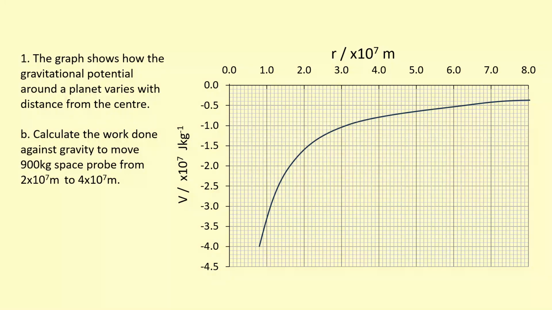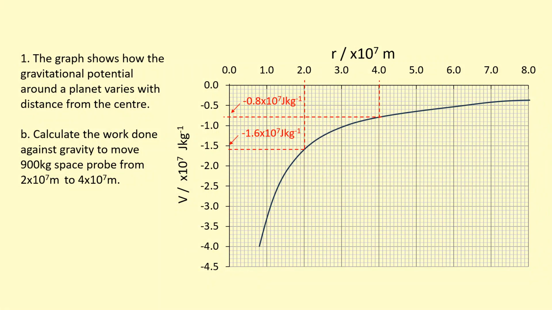Part B of the example: calculate the work done against gravity to move a 900 kilogram space probe from 2 times 10 to the 7 meters to 4 times 10 to the 7 meters. So at 2 times 10 to the 7 meters, the gravitational potential is this much here. And at 4, we can also figure that out using the graph.